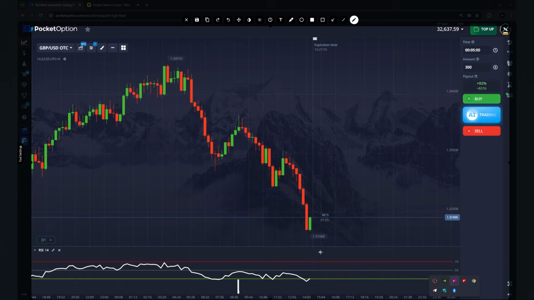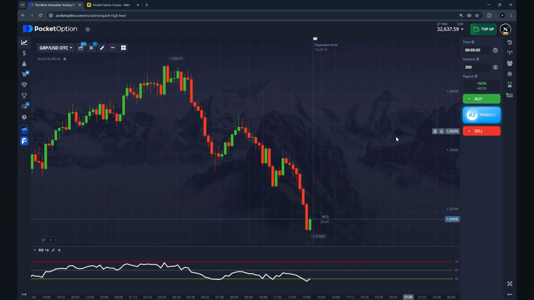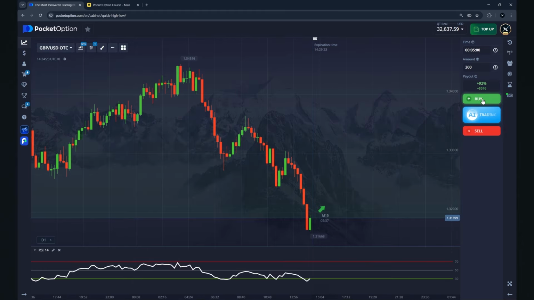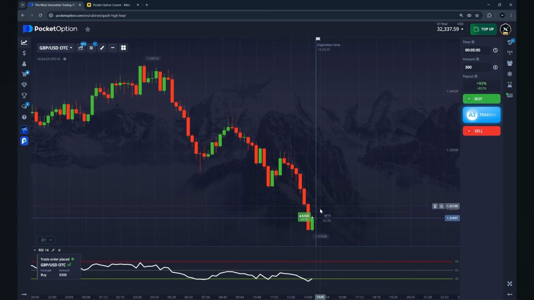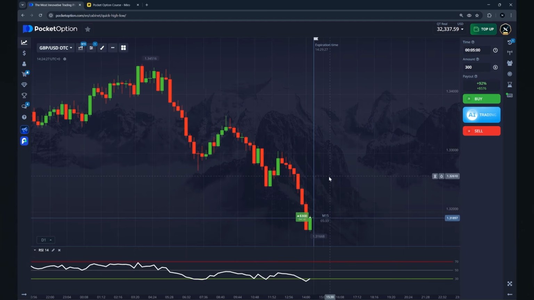Now I wait for the first sign of reversal on price. This can be a green candle, a rejection wick, anything. So here we can see a green candle. Huge green candle. And that's my call signal for a quick scalp. So now I would like to open a buy trade for 5 minutes. So let's wait how it will close.